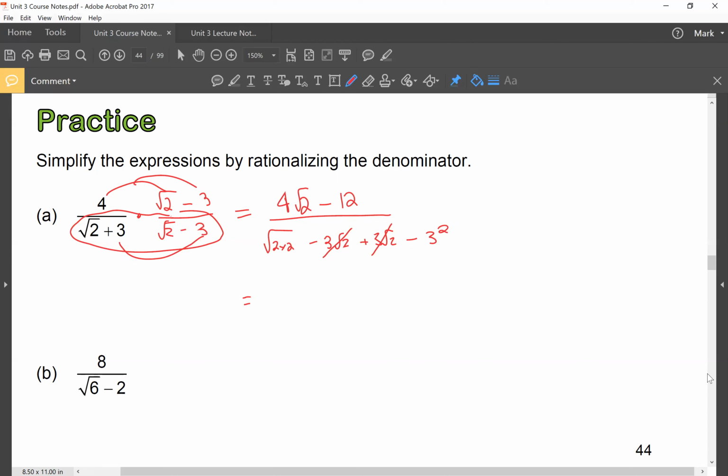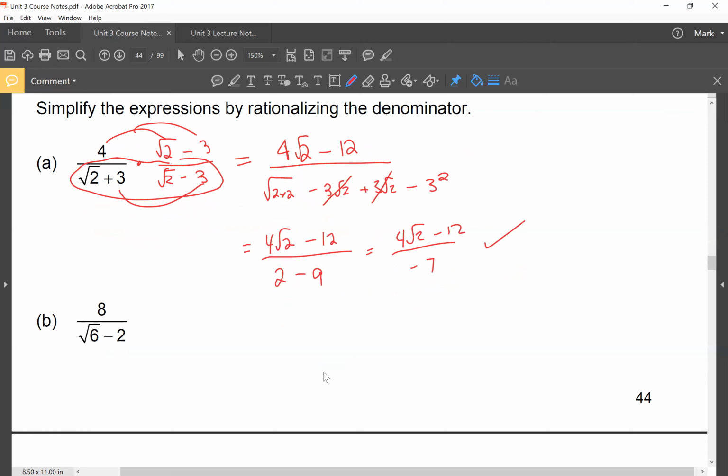So what I end up getting is 4, whoops, that's not a 4. 4 root 2 minus 12 over square root of 2, or square root of 4 is 2 minus 9. 2 minus 9 is a minus 7. And there you go. Now, some people put the negative on the top, but it doesn't really matter where you put it. Okay, so why don't you guys try this one?